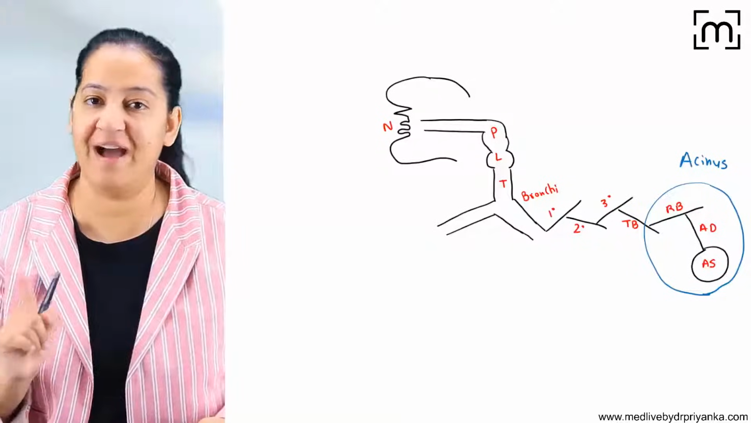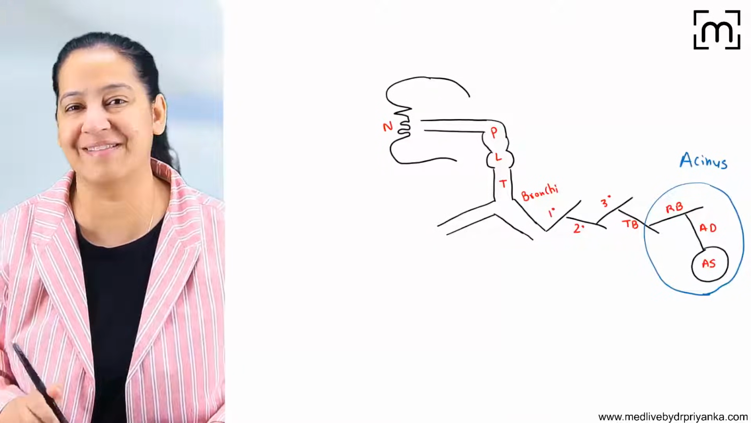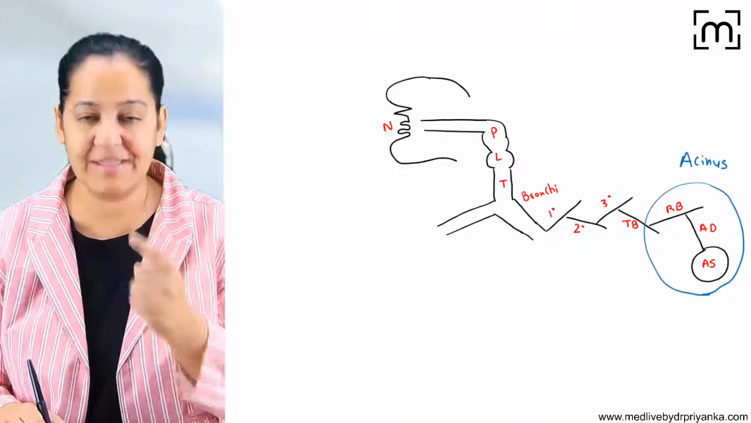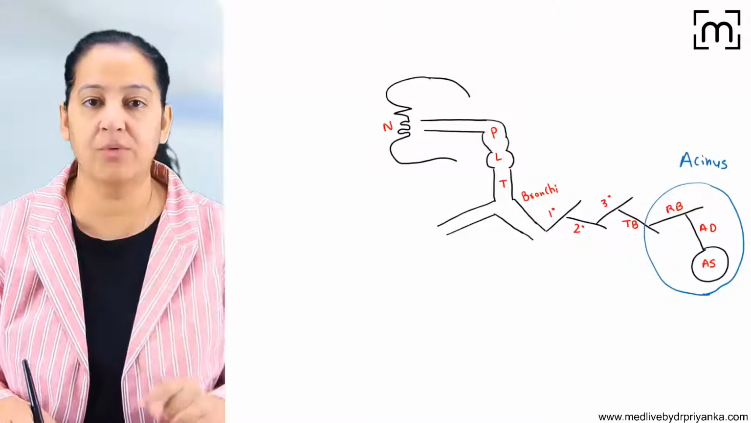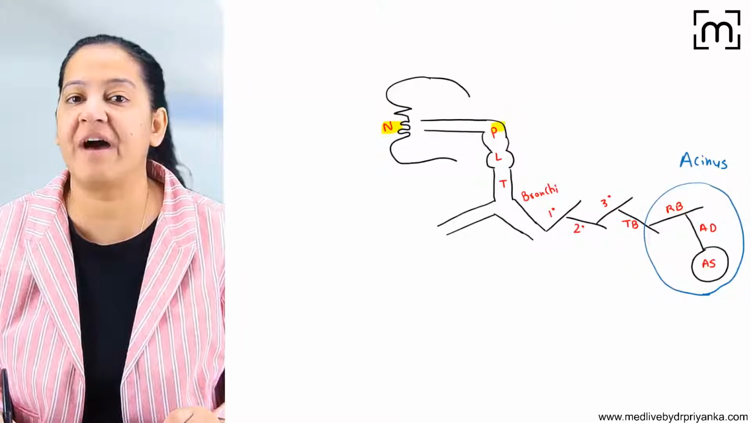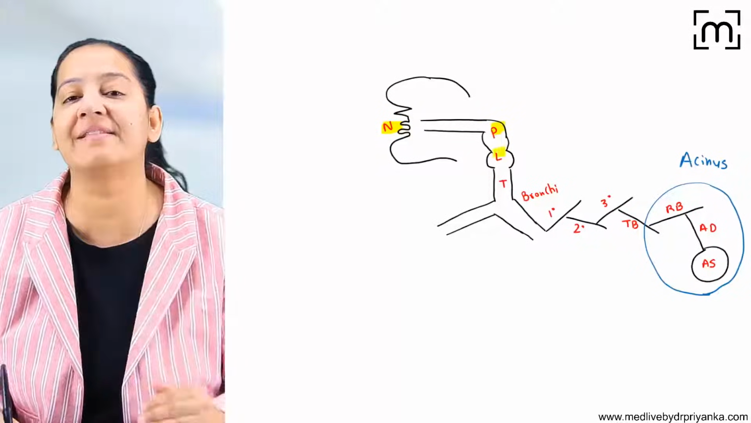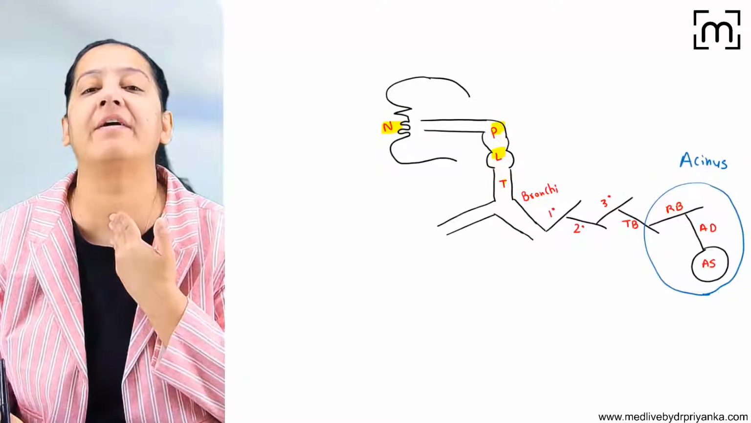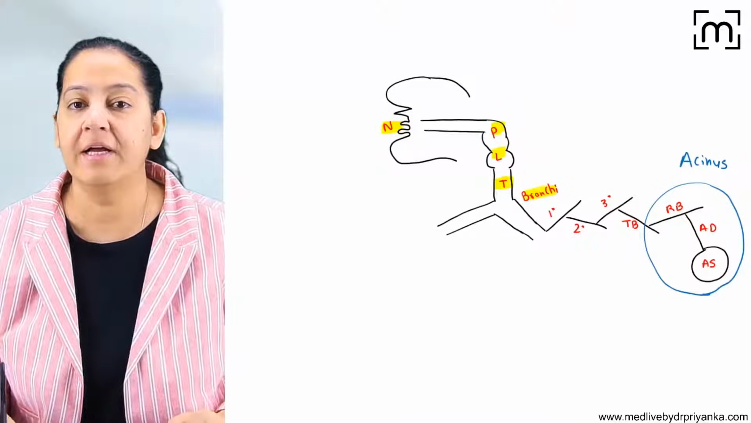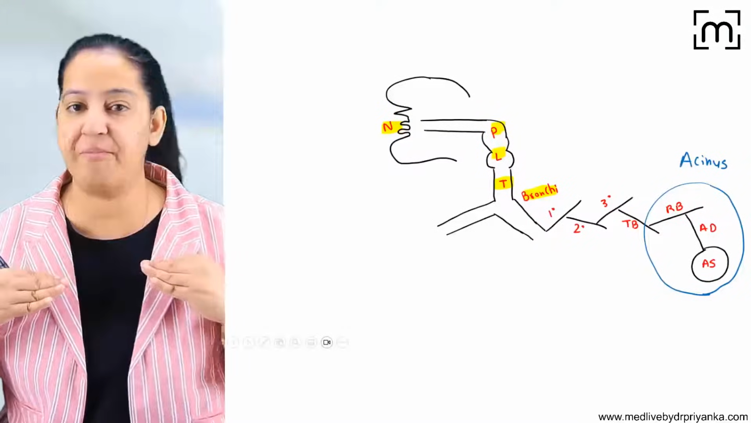Before starting that, we will again revise the respiratory tract once. The respiratory tract starts with the nose. We start the inhalation with the nose. The nose leads to the pharynx, nasopharynx. The pharynx leads to the larynx. The larynx leads to the trachea. You can see here is the trachea. The trachea divides into the 2 bronchi, the principal bronchi, right and left principal bronchi.